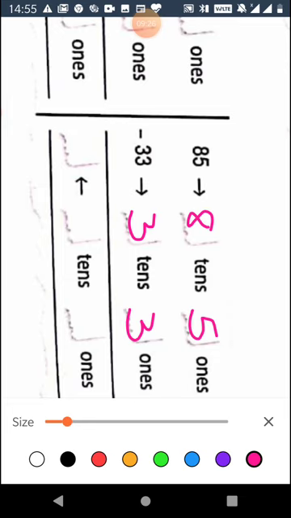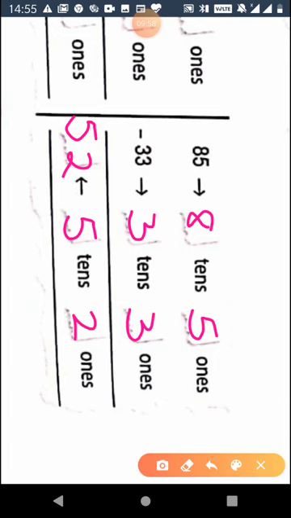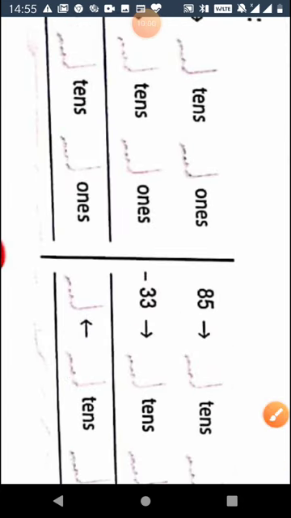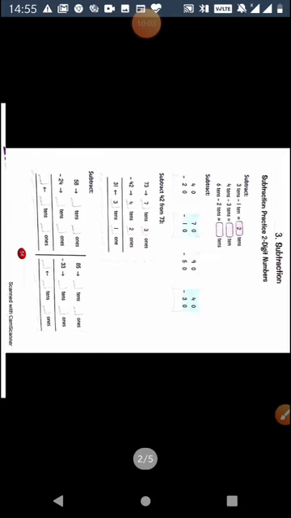So when you subtract 3 ones from 5 ones, what do you get? When you take out 3 from 5, you are left with 2 ones. And when you subtract 3 tens from 8 tens, what do you get? 8 minus 3, start counting from 4. So 4, 5, 6, 7, 8. 8 minus 3 is equal to 5 tens. So 85 minus 33 is equal to 52. Clear? So this is how we do subtraction using expanded form.